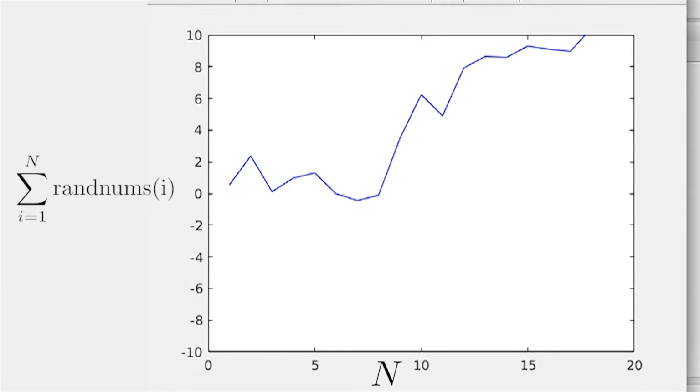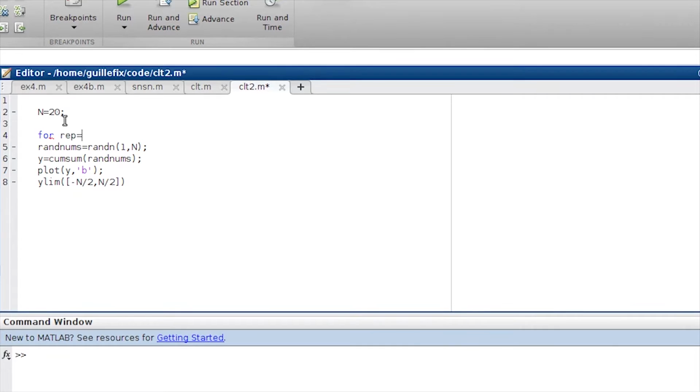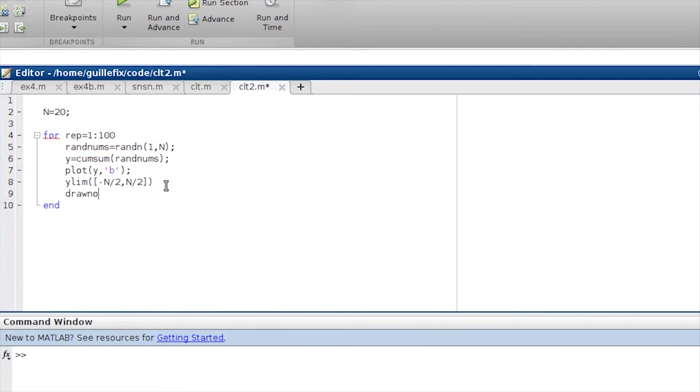What we plot on the x-axis is the number of random quantities we have summed, and on the y-axis the result of the sum. By the way, this is also known as a random walk in one dimension, the y-axis, where the x-axis is like time. We can repeat this random process 100 times, plotting them in the same graph.